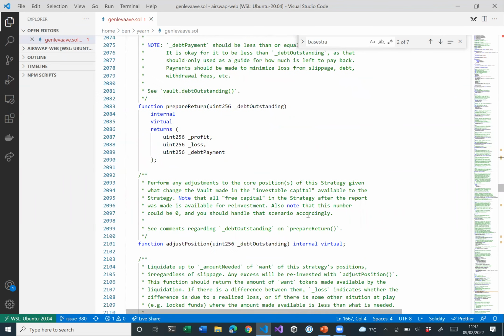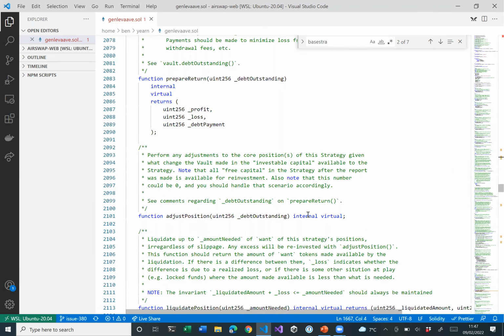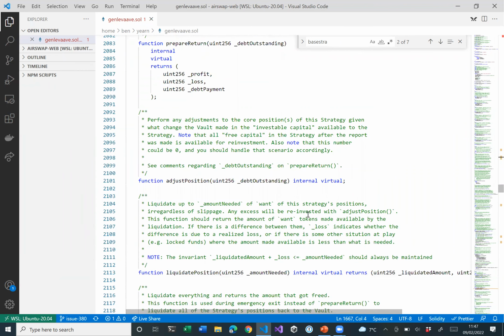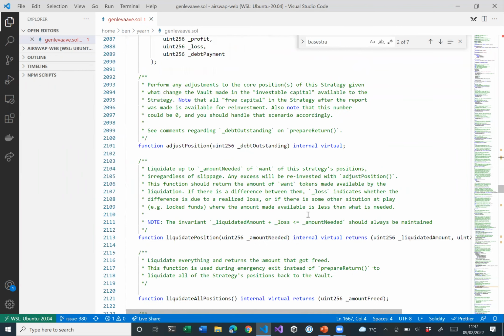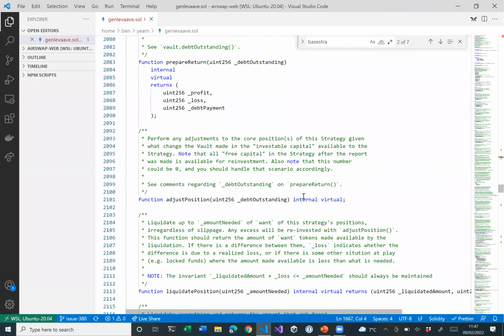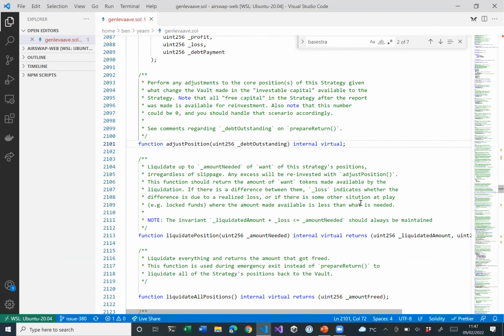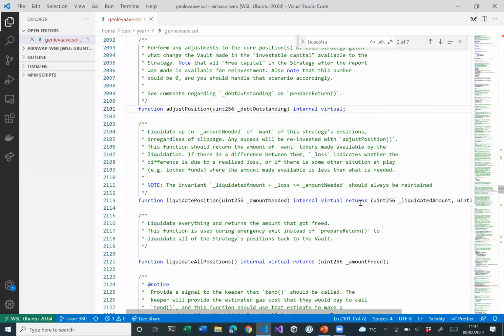Okay, so there's the prepare return signature in the base strategy. Adjust position. This is the other important function. Internal virtual. Okay, because it's overridden in the strategy.sol. Liquidate position. Yeah, I think that's called in the adjust position function.